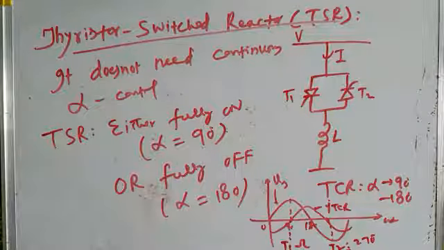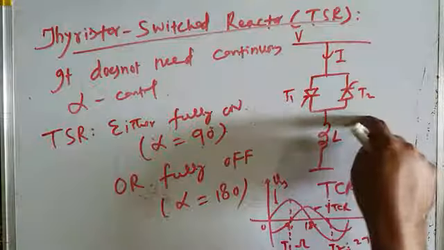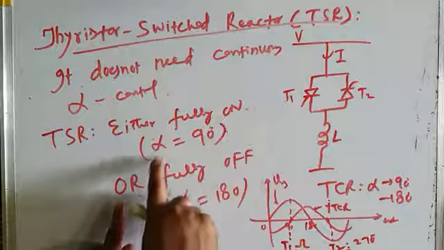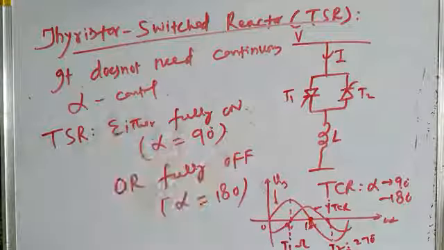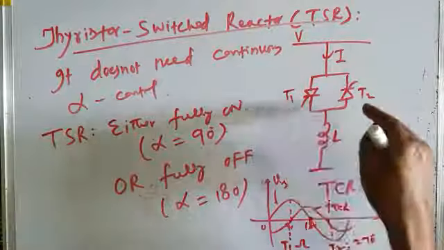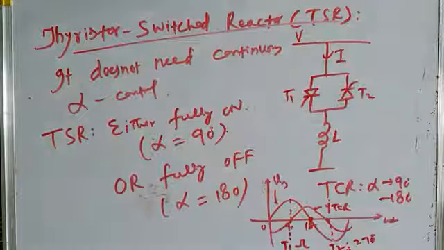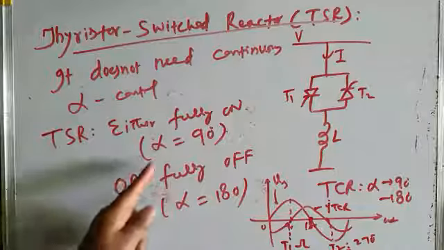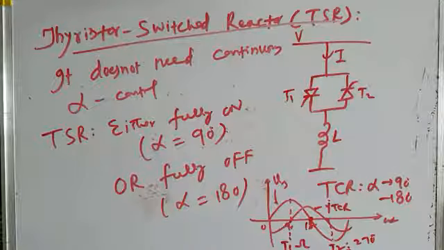And then we do not control the delay angle. Alpha is not controlled. In order to turn it off, either your control circuit will withdraw the firing pulses from the two thyristors, or it will change alpha from 90 degrees to 180 degrees. Because if alpha is 180 degrees, none of the devices will turn on, both devices T1 and T2 will be off, and it will act as an open switch, which will not allow any current to flow, and then TSR will be fully off. So TSR has only two states: either fully on, for which alpha is equal to 90 degrees, or fully off, for which alpha is equal to 180 degrees.